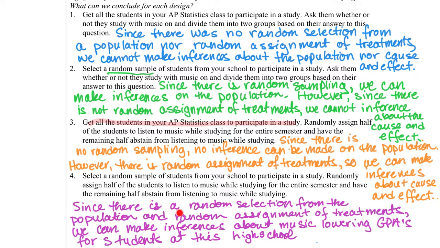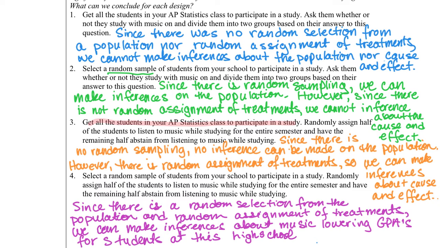Finally, here we go. Since there is a random selection from the population and random assignment of treatments, we can make inferences about music lowering GPAs for students at this high school. So I did put a little bit more context into this one than I did up here, because there was no implication of any context since it wasn't happening. So we could have maybe worded that we cannot make inferences about music lowering GPAs for students at this high school.